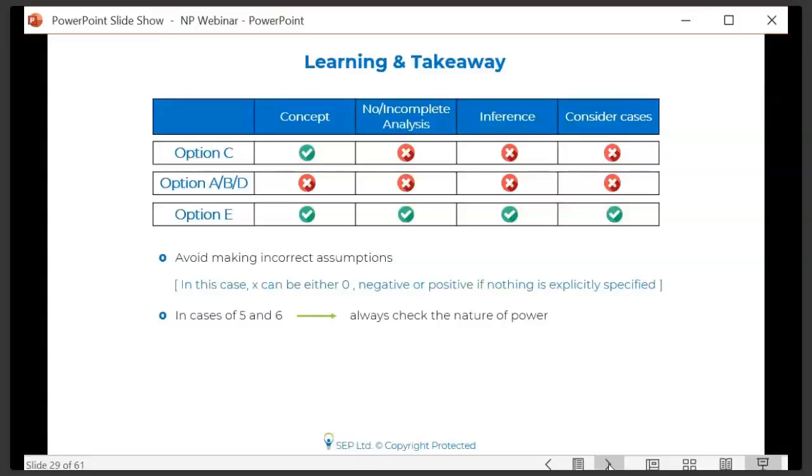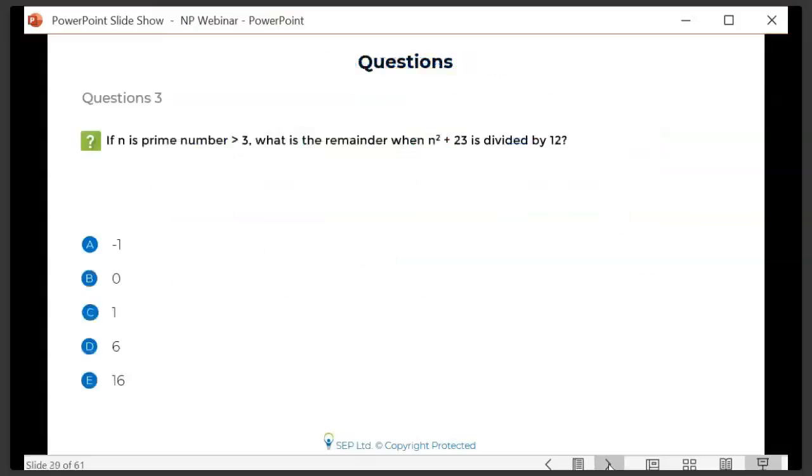Now, let's move on to the next question. This is a slightly different question. There's a different kind of learning that I want to give you. But first of all, try it out, and then I'll tell you the reason behind this question. Once again, you have 2.5 minutes to solve this.